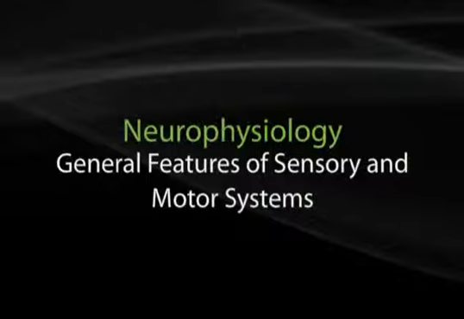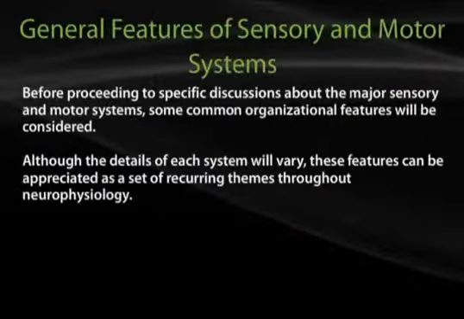This is Section 2, General Features of Sensory and Motor Systems. Before proceeding to specific discussions about the major sensory and motor systems, some common organizational features will be considered. Although the details of each system will vary, these features can be appreciated as a set of recurring themes throughout neurophysiology.